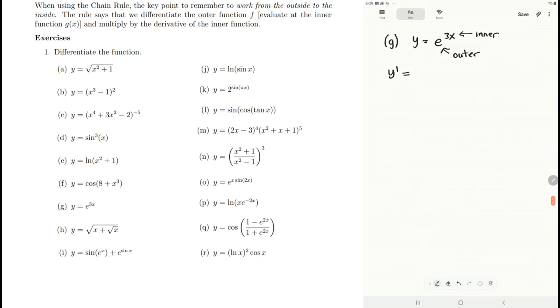So let's deal with the outer function first. So the derivative of the natural exponential is itself. So it's e. We leave the inner function unchanged, which is 3x. So that is the derivative of the outer function. And then we multiply by the derivative of the inner function. So the derivative of 3x is going to be 3.